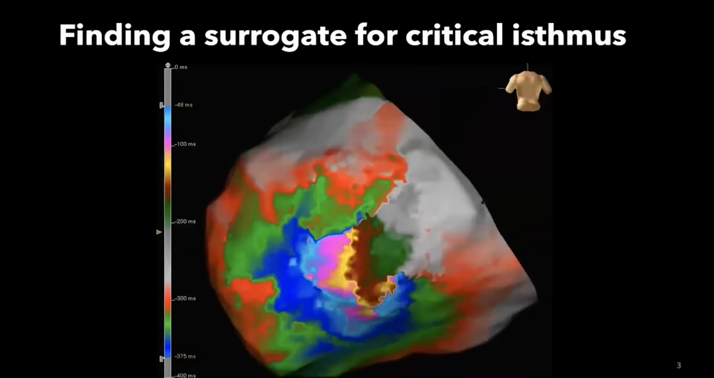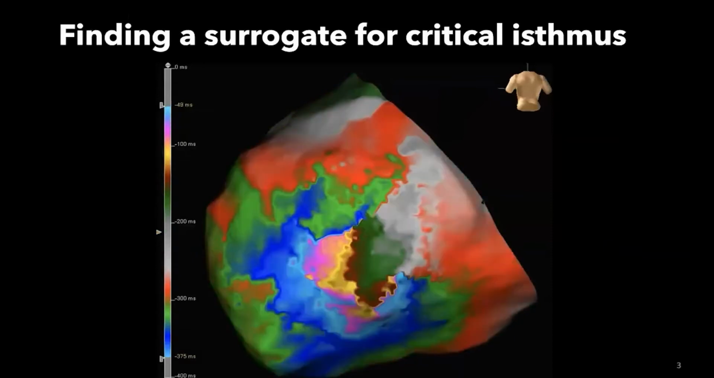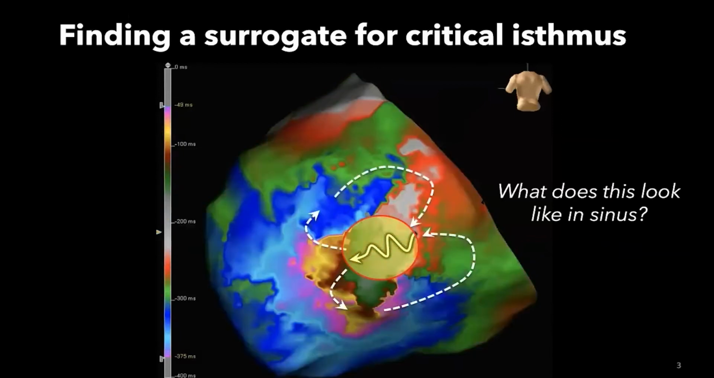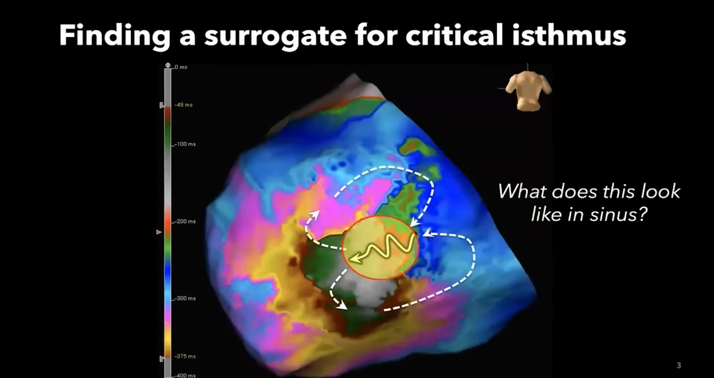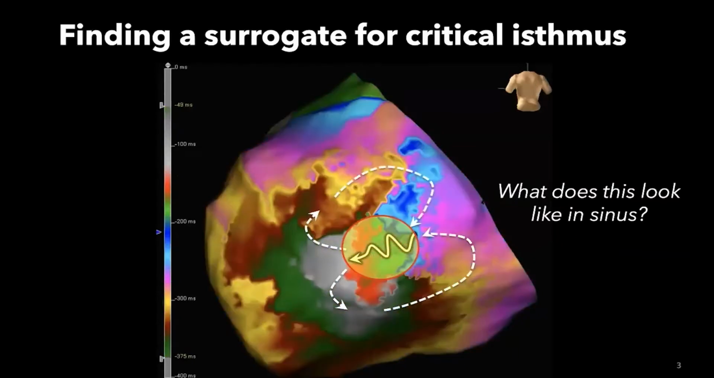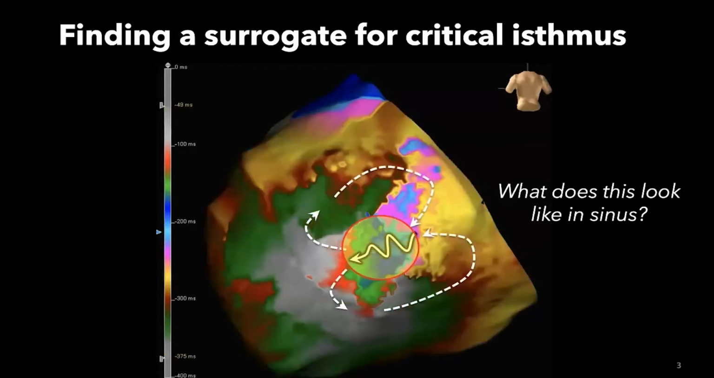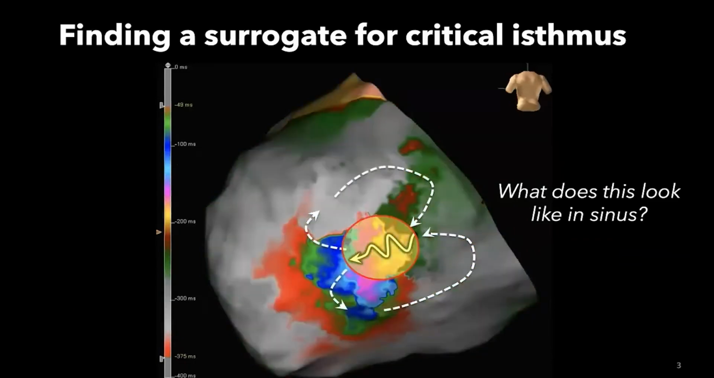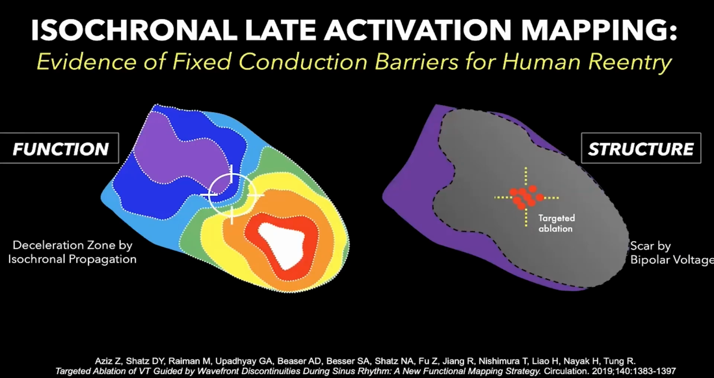The holy grail of VT ablation is being able to find this area during sinus rhythm. And the real question is, what does the isthmus look like during sinus rhythm? And that really forces an investigator to map the VT in its entirety with good delineation, and then overlay the circuit on a very high density sinus rhythm map. And this is what we began doing about 8 years ago.